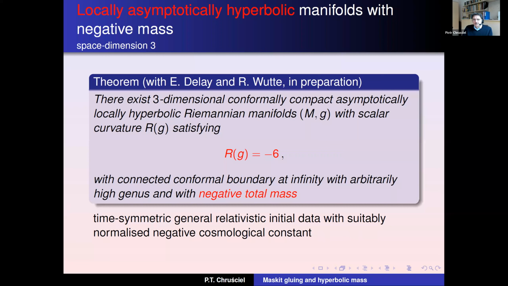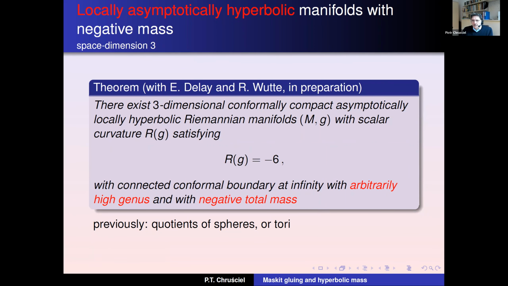Now, this condition R of g equal to -6 is telling you that if you think in terms of general relativity, then you have an initial data set with a negative cosmological constant and without matter, right? So this is vacuum initial data without matter, time symmetric. So there is no extrinsic curvature tensor, time-symmetric general relativistic initial data, and the cosmological constant is actually normalized to -3 here.